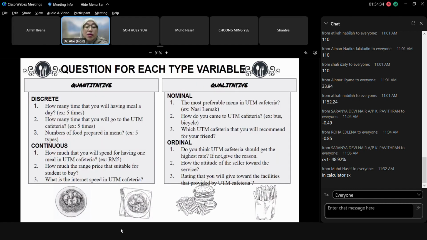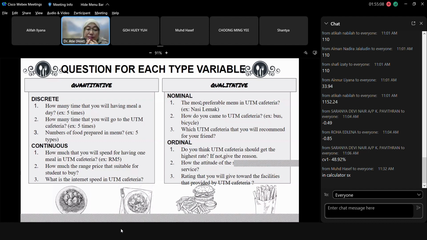Alright, so okay, when we look at how many times, you have given examples, good. Only again for continuous, what is the internet speed in UTM cafeteria? So make sure you also be more specific. How many Mbps, or a range of Mbps, so at least they know. But I don't quite understand what you mean by numbers of food prepared in menu? What does it mean? Alifah?